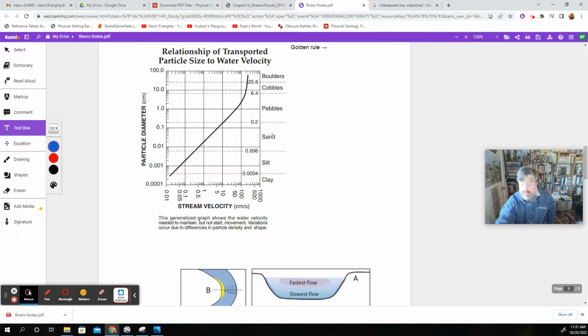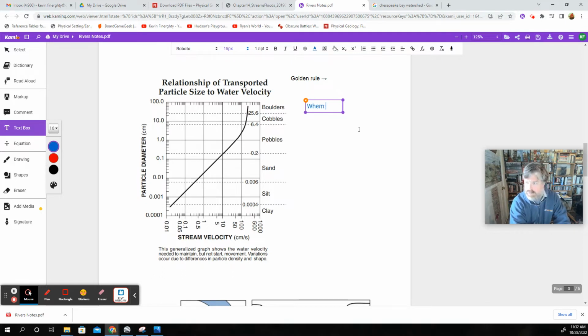So what that leads to, if you can wrap your head around that a little bit, is that whenever water speeds up for whatever reason, and this is going to be our golden rule, when water speeds up, you get erosion. It can carry bigger particles, and it will carry more particles, so it's going to move them downstream. That's what erosion is.